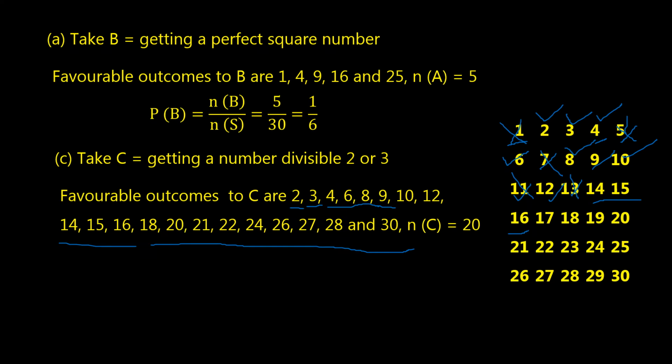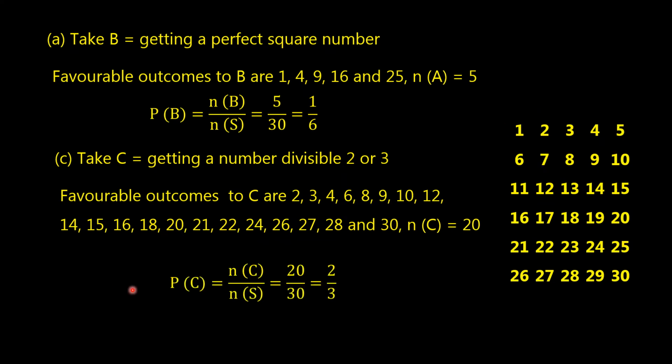And these are the favorable outcomes to C. Overall, we have 20 favorable outcomes to C. All these 20 are divisible by either 2 or 3. Now we got n of C is equal to 20. We'll apply the formula to find probability of C. P of C is equal to n of C by n of S. n of C is 20. n of S is already 30, we know. n of S is 30, the sample space has 30 outcomes. 20 by 30, go for cancellation, we will get 2 by 3.